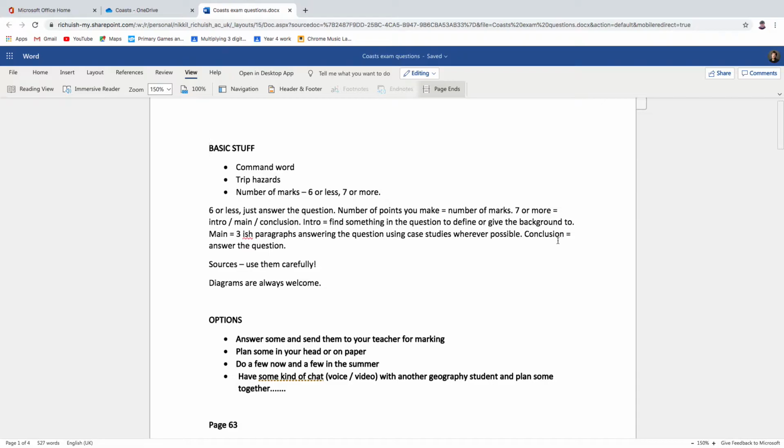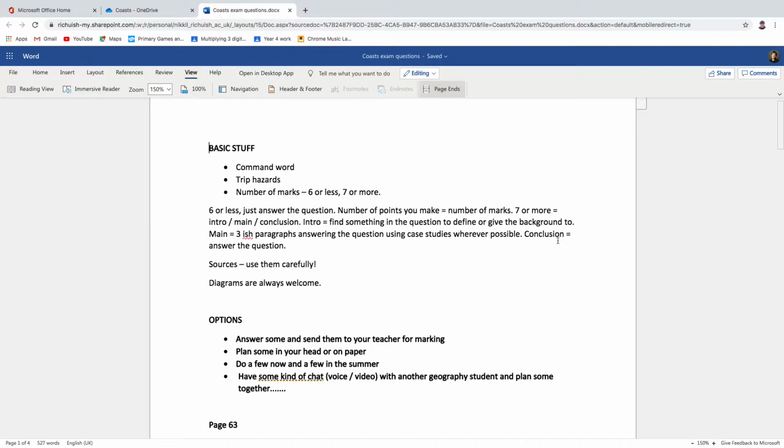Yes, obviously, doing well in geography involves you knowing geography. That's kind of obvious. But the other thing that will really help you, not just in geography, but in all of your subjects, is getting to grips with exam technique. Some people find that a lot easier than others. So I've started this Word document with just my very simple advice about tackling exam questions.